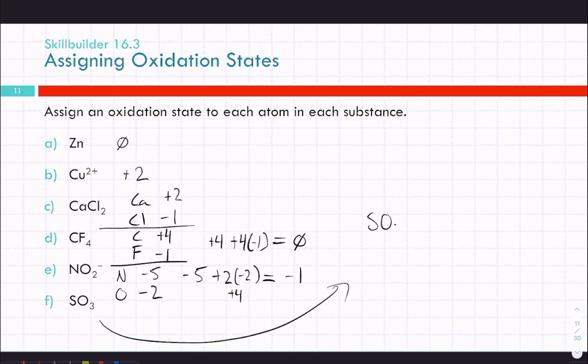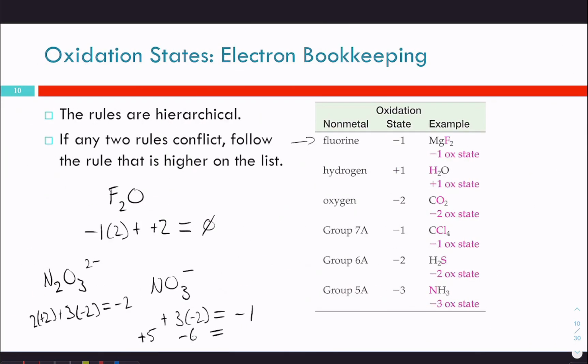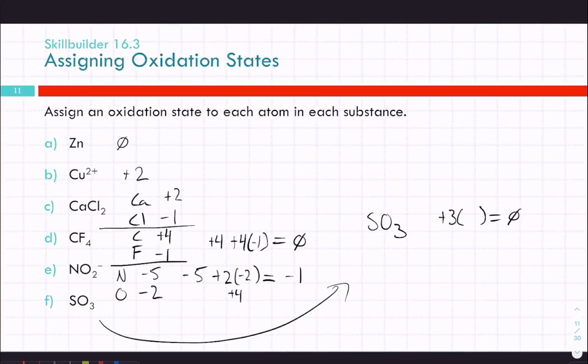So if we have our last one here, SO3. Notice again, there's no charge on this one. So this will be equal to 0. And then we'll have 3 oxygens. And again, oxygen is higher on the list because it's fluorine, hydrogen, oxygen, and then everything else. So we'll just do -2 for oxygen, for a total of -6. So sulfur's oxidation state, +6. So we'd say sulfur has a +6, oxygen has a -2.